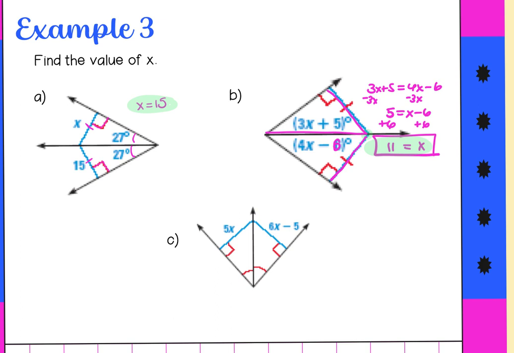C is also showing the angle bisector. So this is the original one that says that these segments would be congruent. 5x would equal 6x minus 5. Subtract the 6x. Negative x would equal negative 5. And x would equal 5.